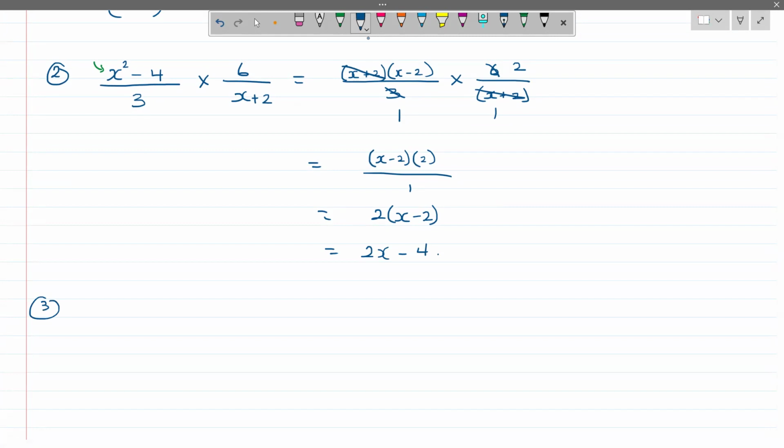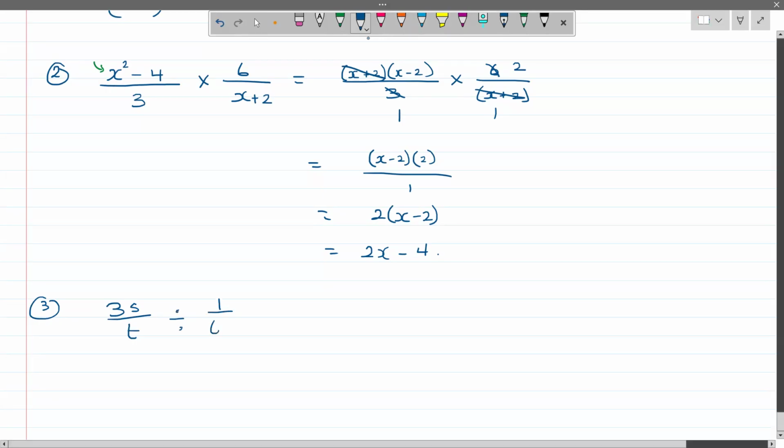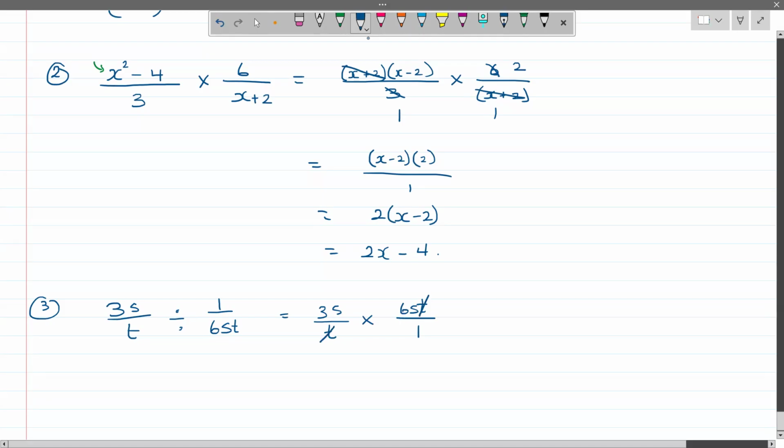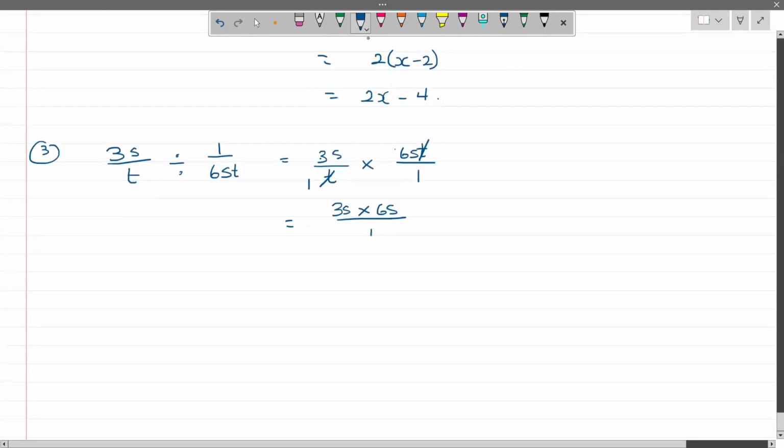One more example. Let's say we want to divide. We know how to divide fractions, don't we? If we have 3s over t divided by 1 over 6st, we need to change this division sign to a multiplication and flip our fraction like this. Because everything is being multiplied here, we could cancel the t like that. We'll get 1. And then we'll end up with 3s multiplied by 6s over 1. 3 by 6 is going to give me 18. And s by s will give me s squared.